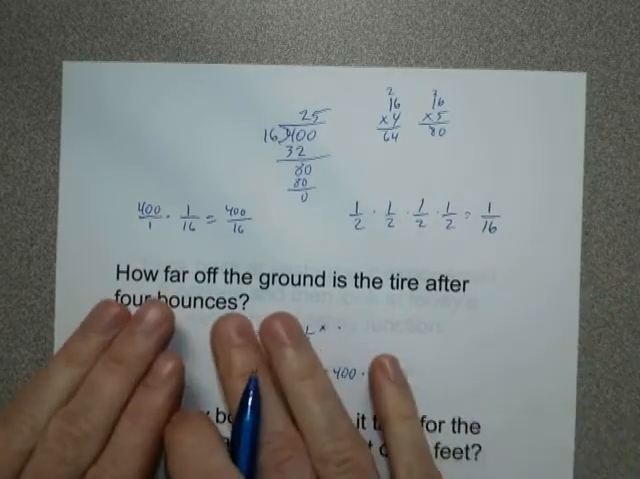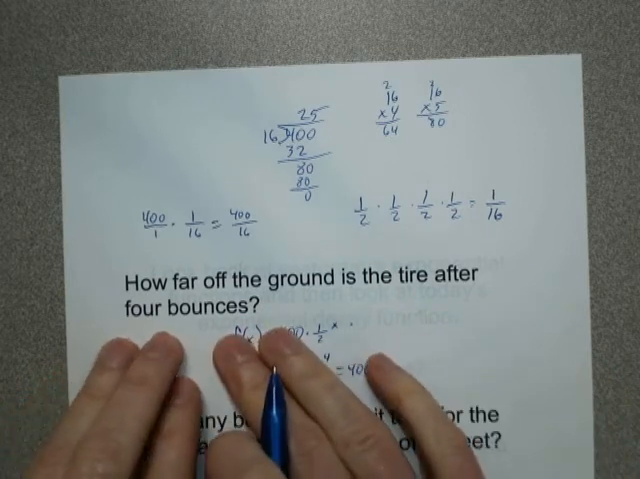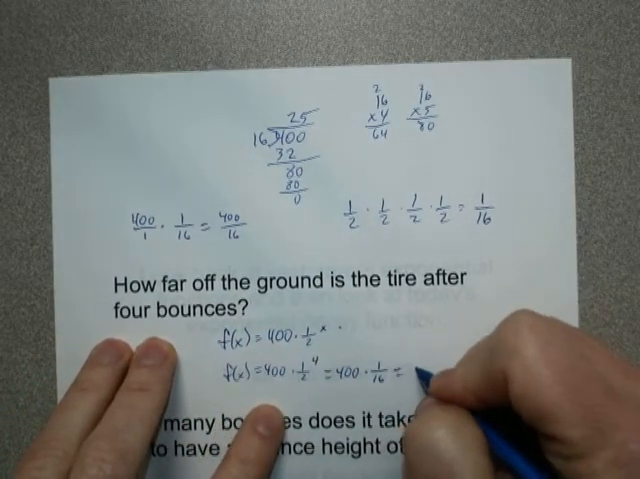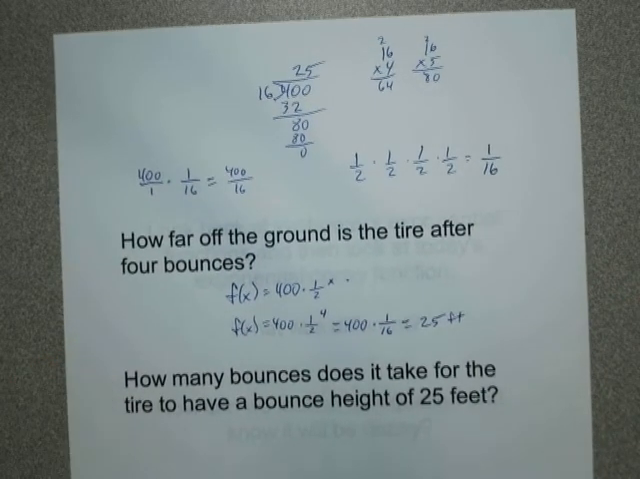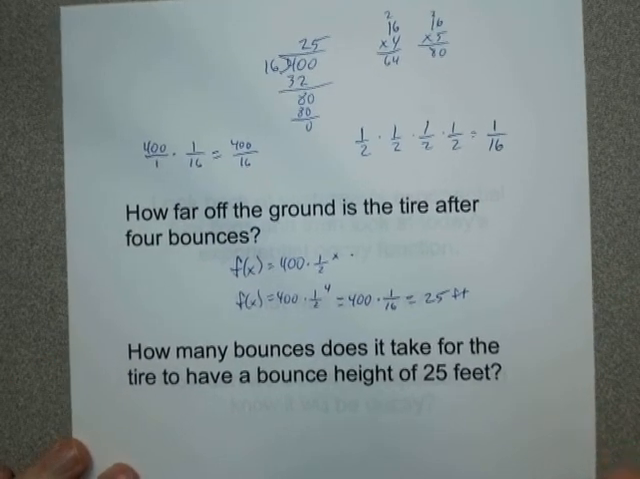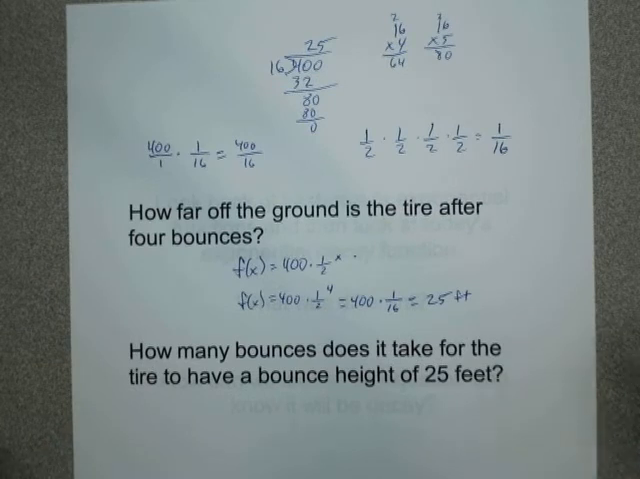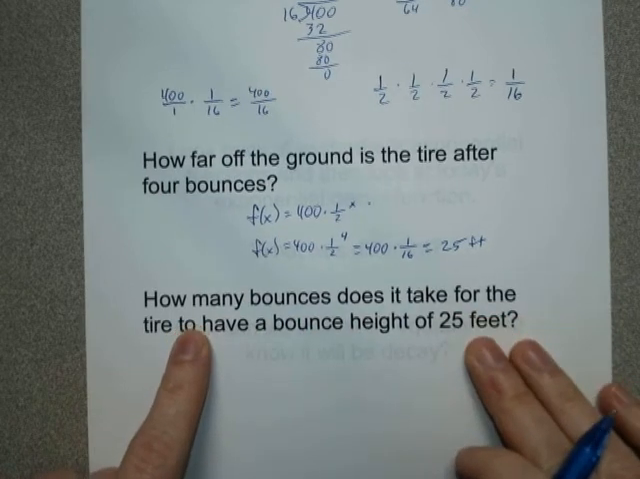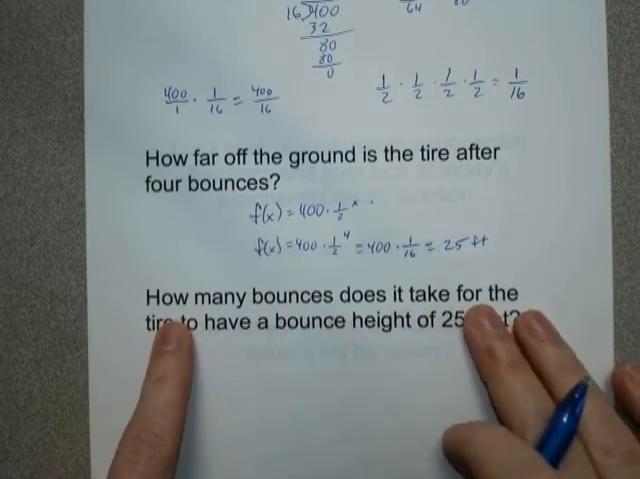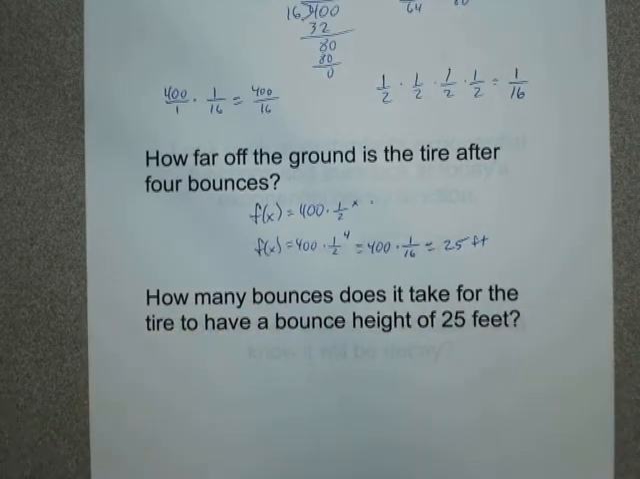So the question is, how far off the ground will the tire bounce after 4 bounces? And the answer is 25 feet. The tire will bounce 25 feet on the 4th bounce. We did it all with 5th grade math. If you could do it in 5th grade, you can do it in high school. So we could ask the same question backwards, though. How many bounces does it take for the tire to have a bounce height of 25 feet?